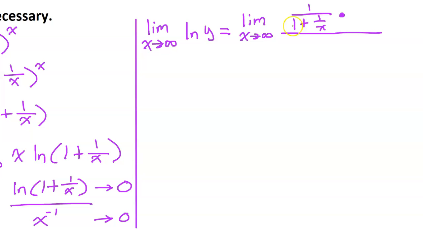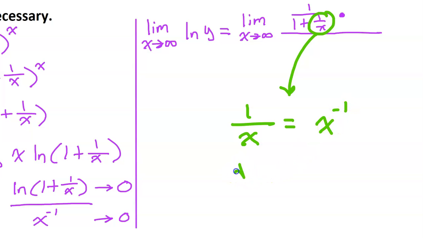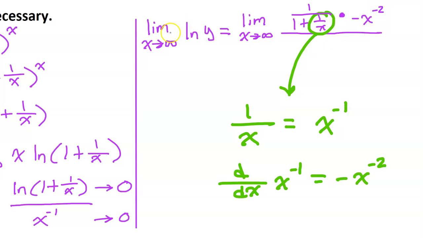The derivative of a constant is 0, so I'm going to ignore that. But how do I take the derivative of this again? 1 over x is equal to x to the negative 1 power. If I take the derivative of x to the negative 1 power, I can just do the power rule, put that negative 1 in the front, and then reduce the power by 1, so I get negative 2. So that's what's going to happen here, and I will multiply by negative x to the negative 2 power.